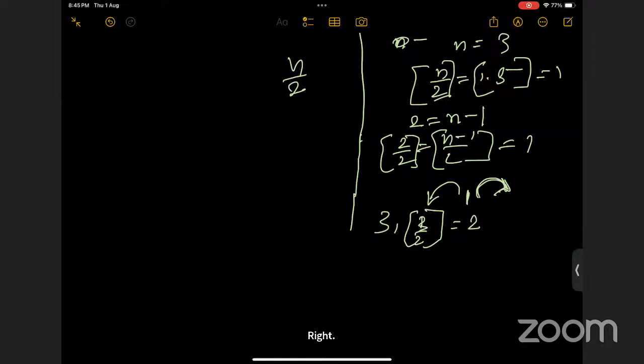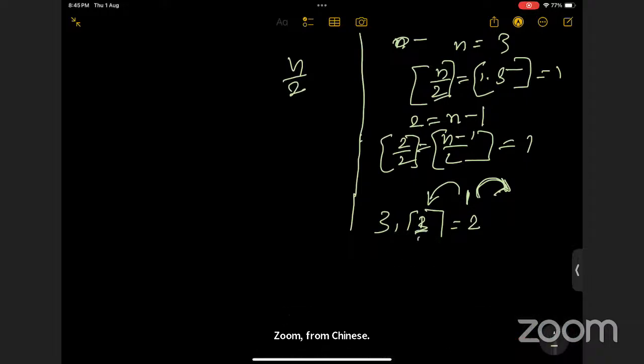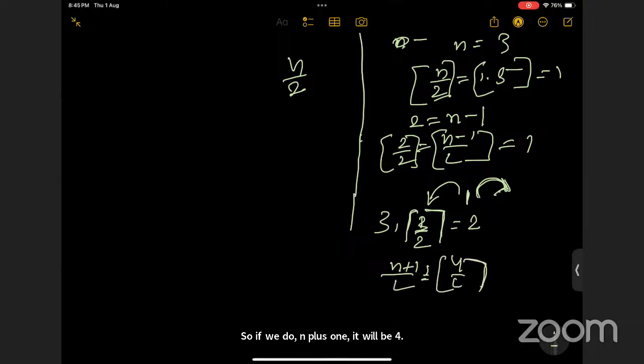Sorry, not floor. 3 by 2 is 1.5. Not floor function, sorry. Ceiling function. Yes, the ceiling function will be 2, right? So if we do n plus 1, it will be 4 by 2, which will be again 2. Right? Correct.